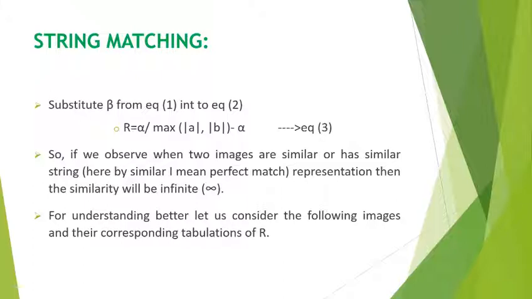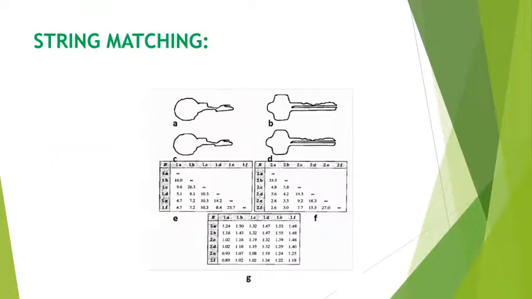Now we will be discussing this in more detail with the help of the following images. Here, if we observe, we have 7 images where A and B represent the boundary images of two different objects. C and D represent the approximate polygon boundaries of the corresponding objects A and B, and E, F and G represent the similarity tables, which we will be discussing later.